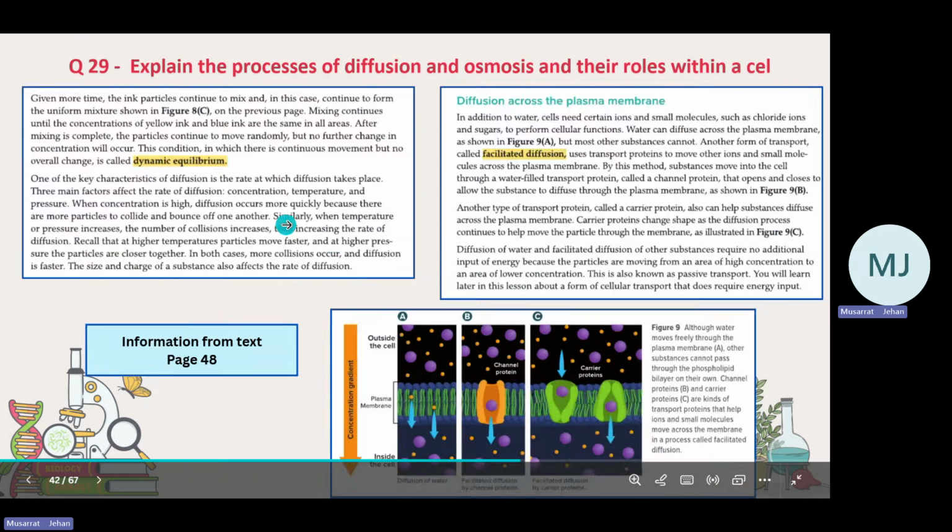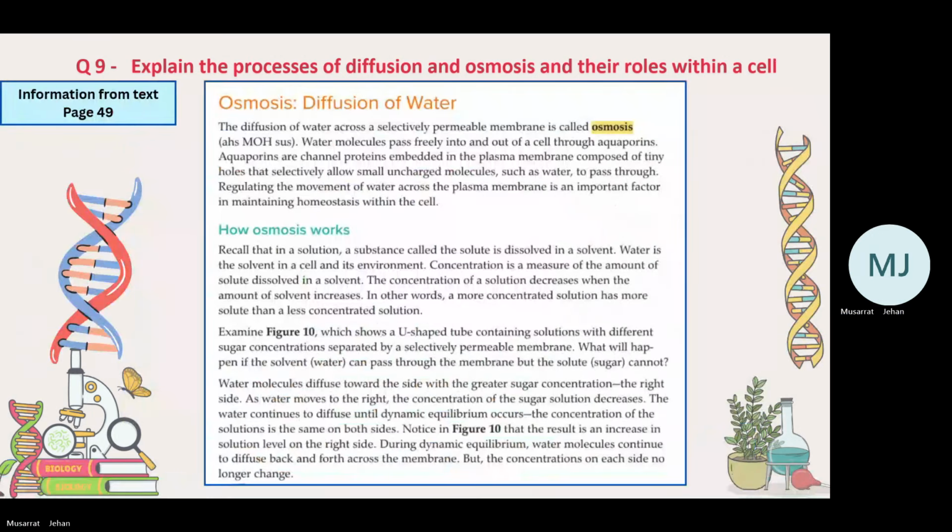So osmosis is a special type of diffusion. Water molecules are only passing. Water molecules pass freely into and out of the cell through aquaporins. They are channel proteins embedded in the plasma membrane, composed of tiny holes, and they selectively allow small molecules such as water to pass through.